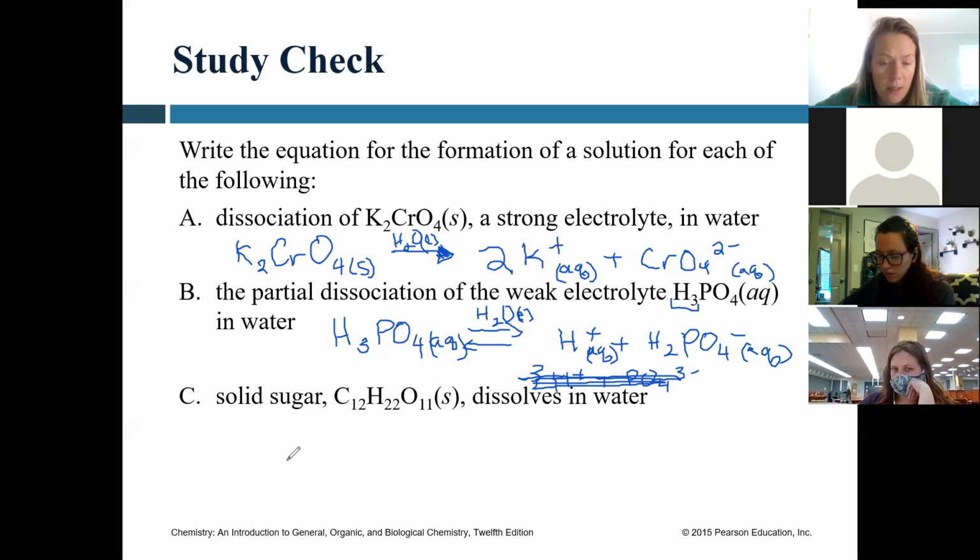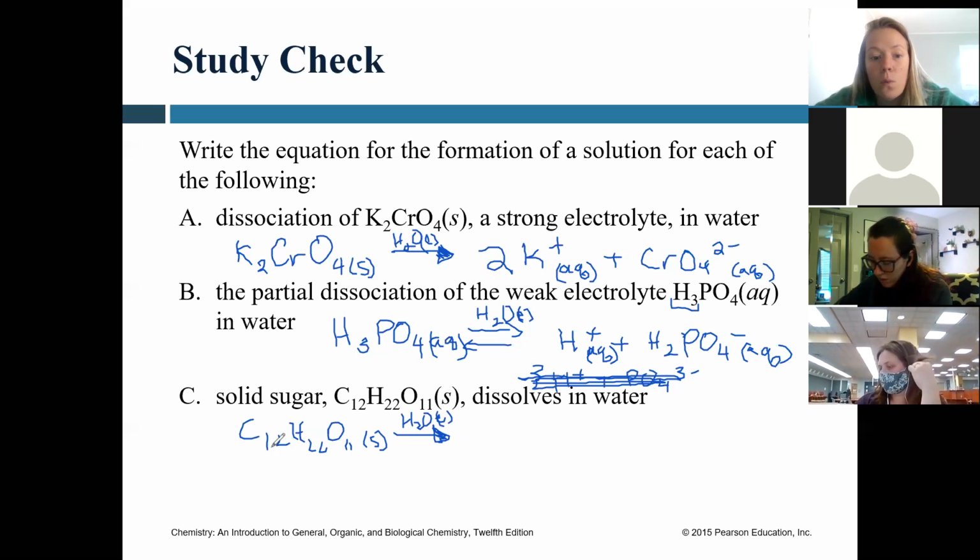This last one here with solid sugar, so we've got C12H22O11. It's a solid. I'm going to put an arrow because it completely dissolves, H2O liquid. And we're not breaking this up. The only thing we're doing is changing its phase. C12H22O11, sorry for the handwriting. Instead of it being a solid, now it will be aqueous or dissolved. We don't end up with any ions.